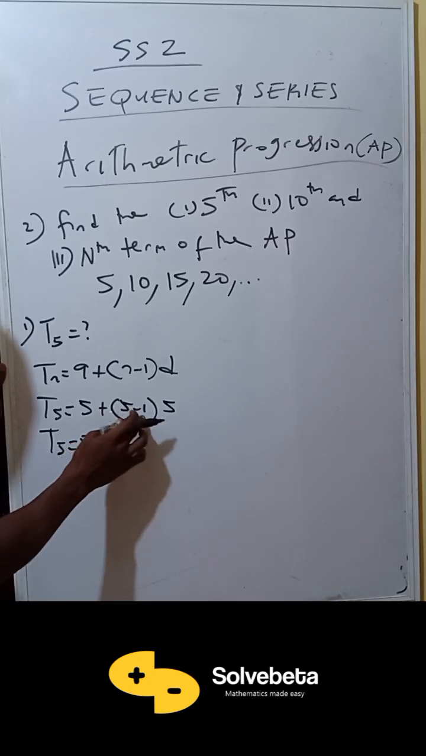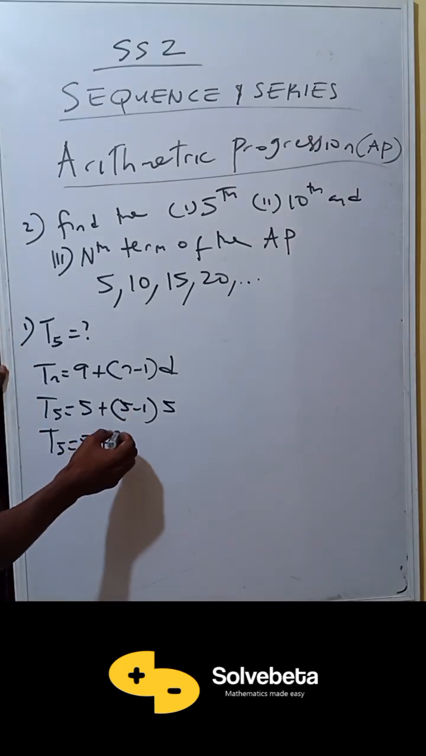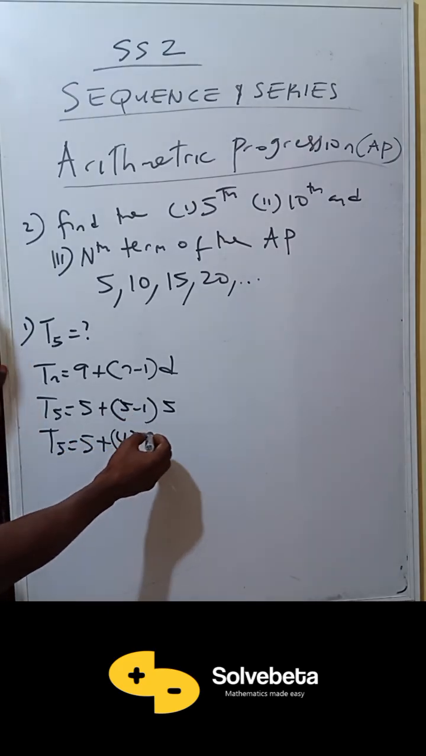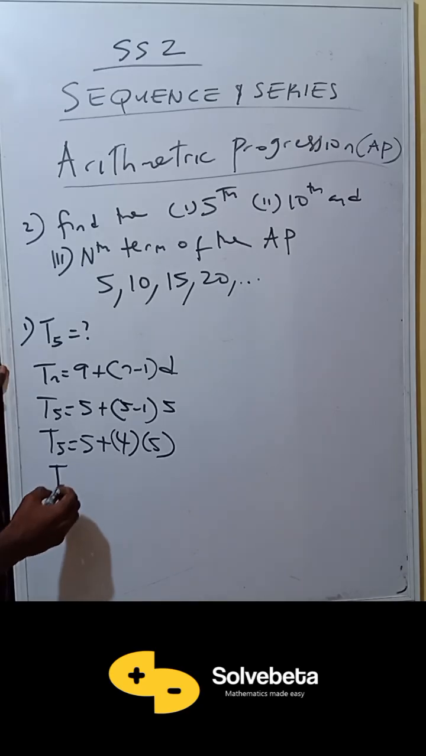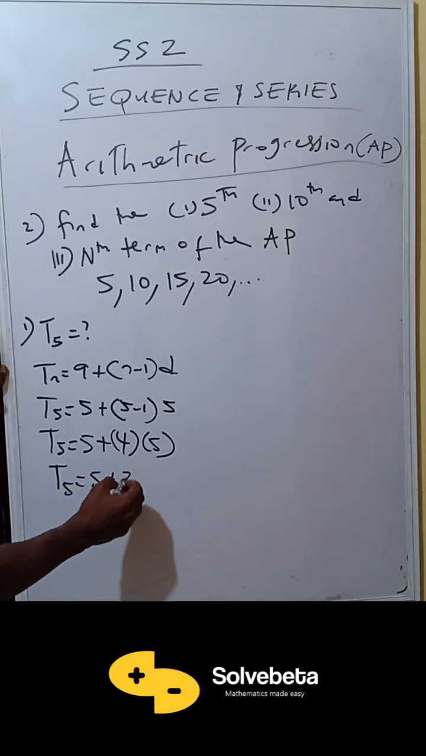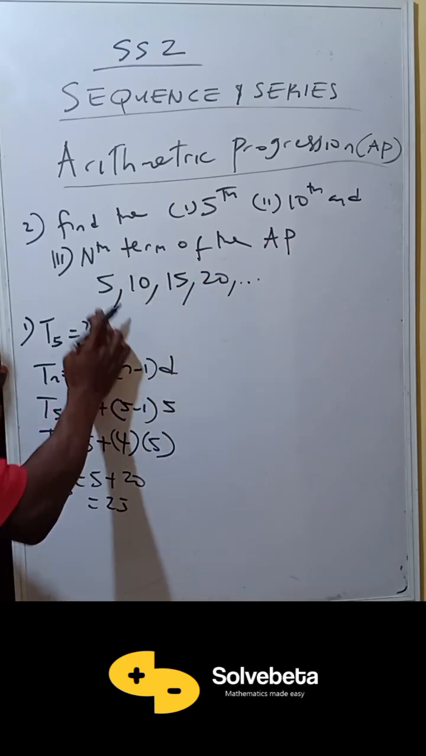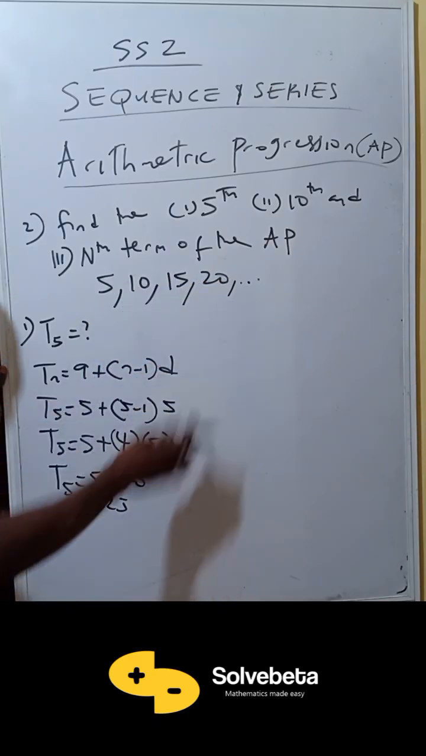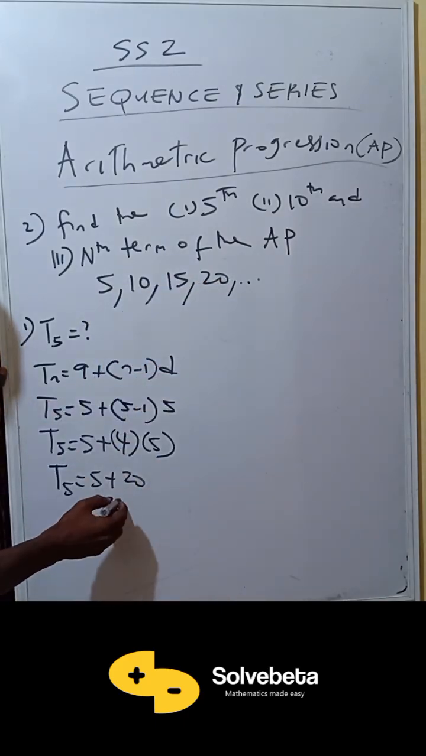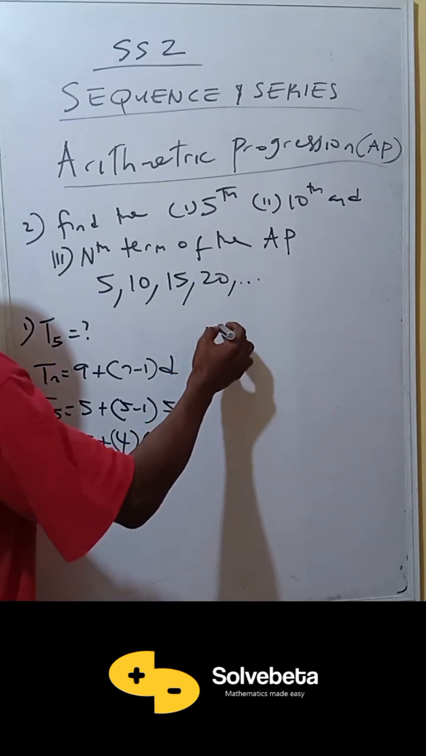So T5 now will be 5 plus 5 minus 1, which is 4, 4 times 5. 5 plus 20, 25. The fifth term is actually the next term, because it's the first, second, third, fourth, and you see that it's 25. Consider it's 25. Now let's go to the second one here.